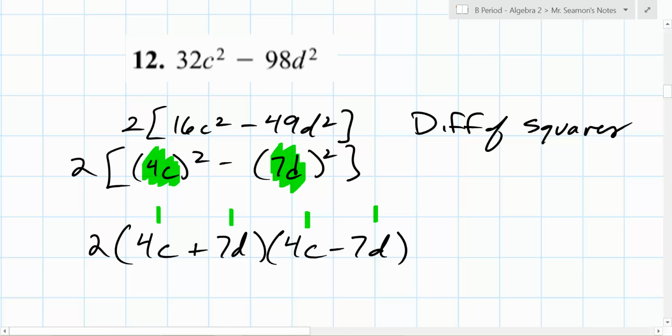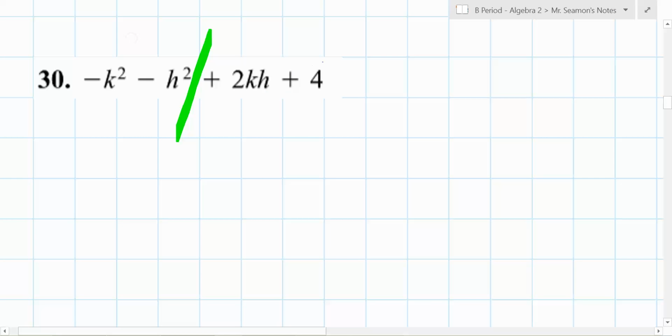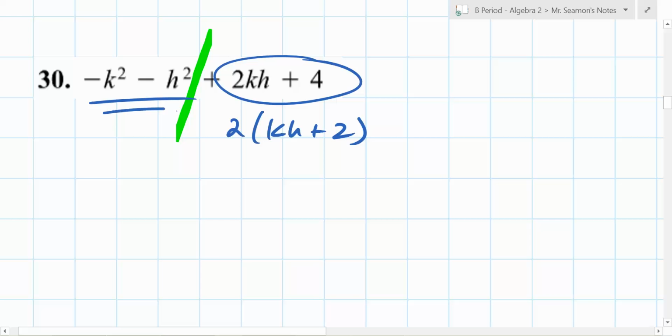Another one from 6.3. What do you got? What can you factor out on the left? Oh, sorry, on the right. 2. No, you start with the left. You can factor out 2. I just asked you what you could factor out. I didn't say whether or not it was going to work, but could you? You could go, okay, it's 2kh plus 2. What's the problem over here? Is there any way to get that? It's prime.